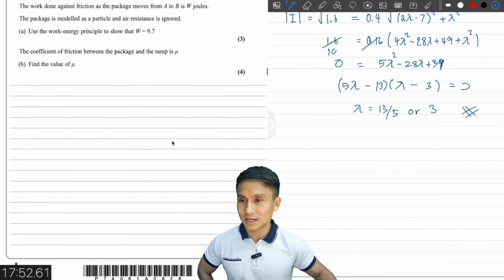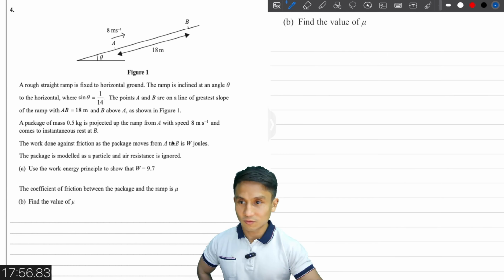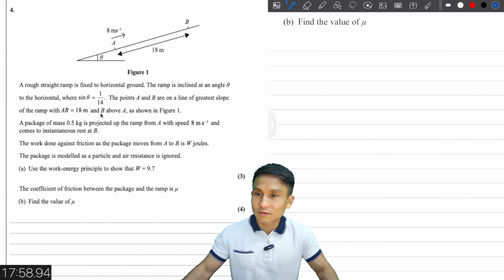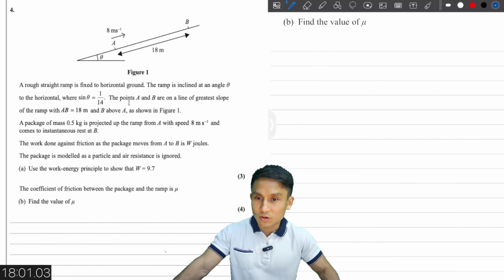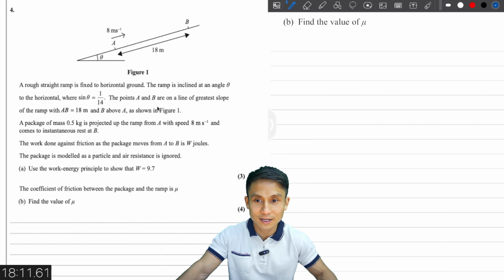Let's go ahead and do number 4. Number 4 is a long one. A rough straight ramp is fixed to the horizontal ground. The ramp is inclined at an angle theta to the horizontal, where sine theta is 1 over 14. The points A and B are on the line of greatest slope of the ramp with AB equals 18 and B above A. A package of mass 0.5 kilograms is projected up the ramp from A with speed 8, as shown, and comes to instantaneous rest at B.